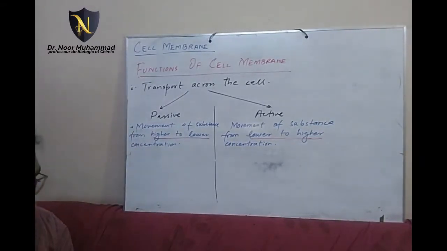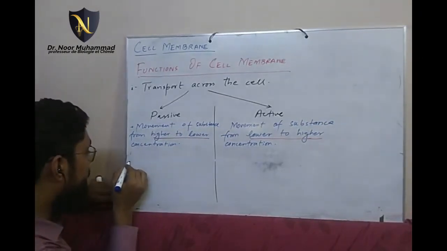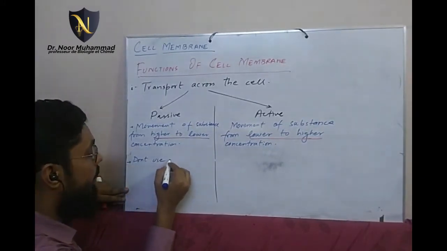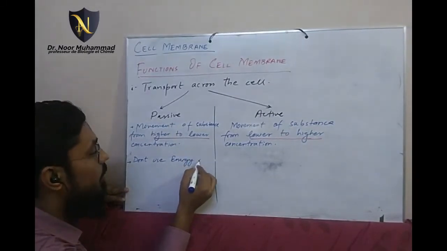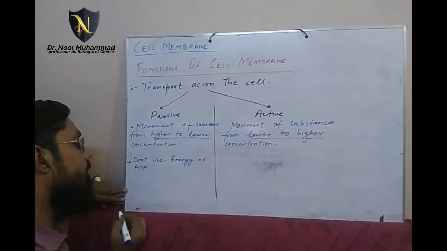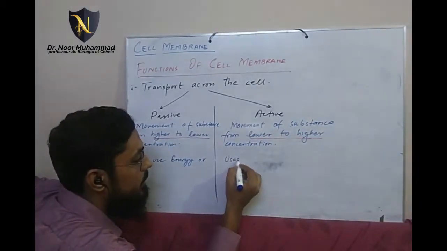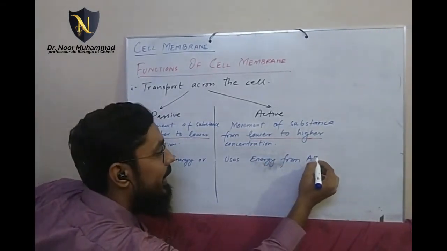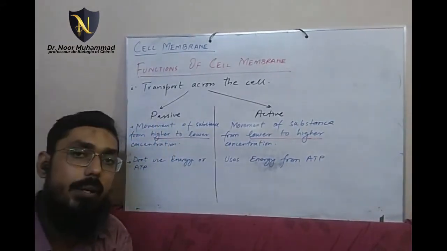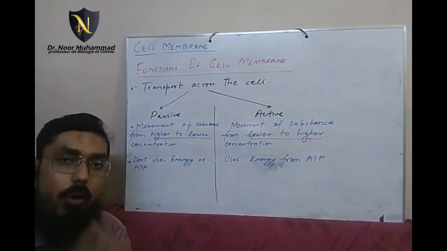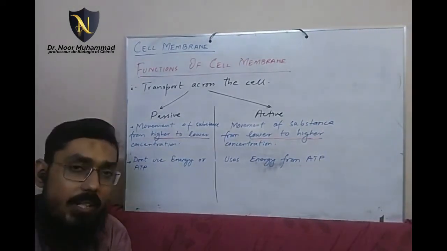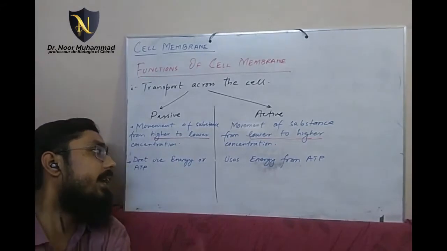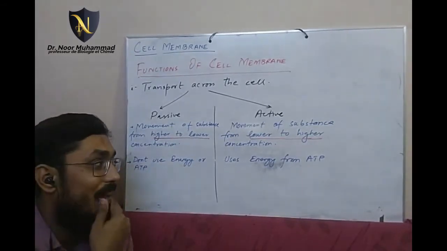Taking another difference between these two kinds of transport: passive transport does not use energy or ATP, whereas active transport uses energy from ATP, the molecule, the energy carrier, adenosine triphosphate. Usually passive transport does not require any energy involvement. Without energy, it's quite a natural process. Substances naturally move from higher to lower concentration. That is why this process does not require any kind of energy or ATP hydrolysis.